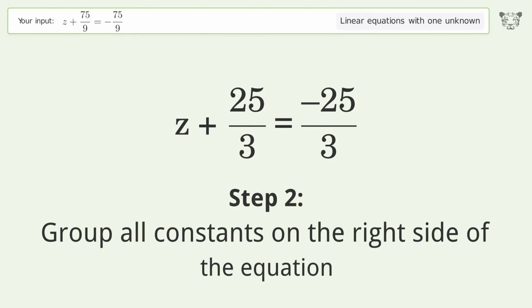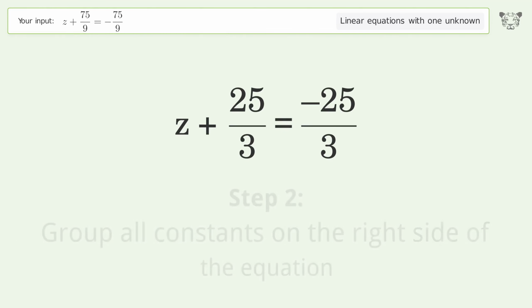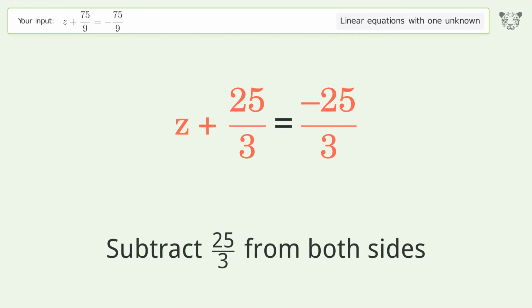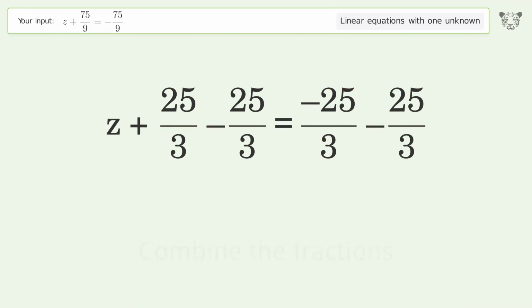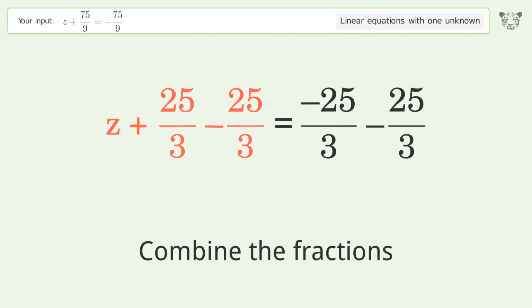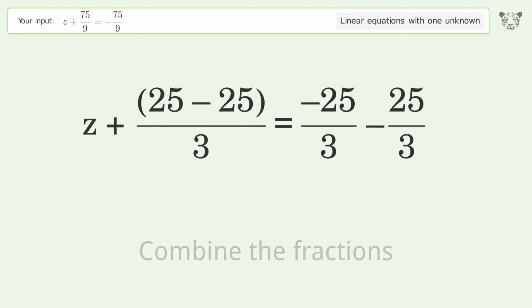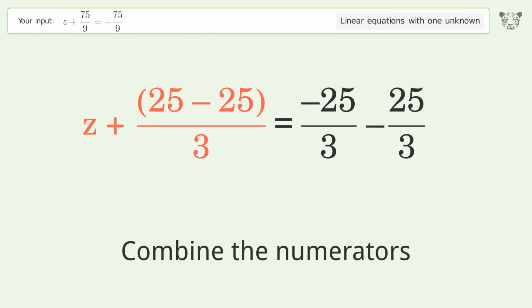Group all constants on the right side of the equation. Subtract 25/3 from both sides. Combine the fractions. Combine the numerators.